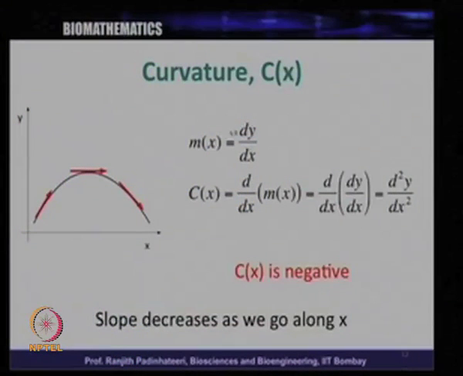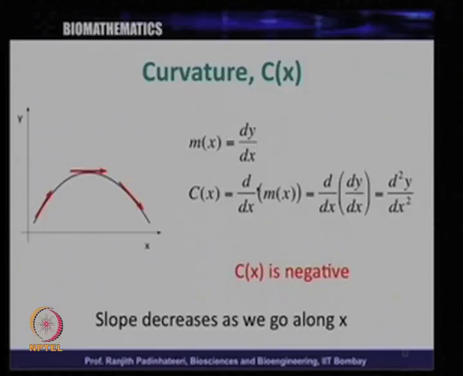So, we have dy by dx, which is the slope. The dy by dx is changing from a positive value to a negative value as we go along the x axis. So, as you can see, the slope itself is changing. So, what does it mean?